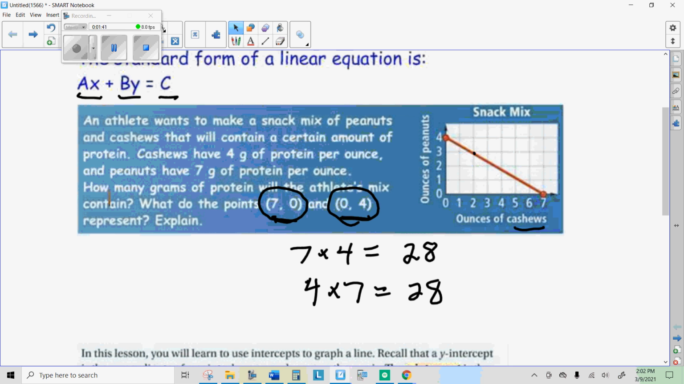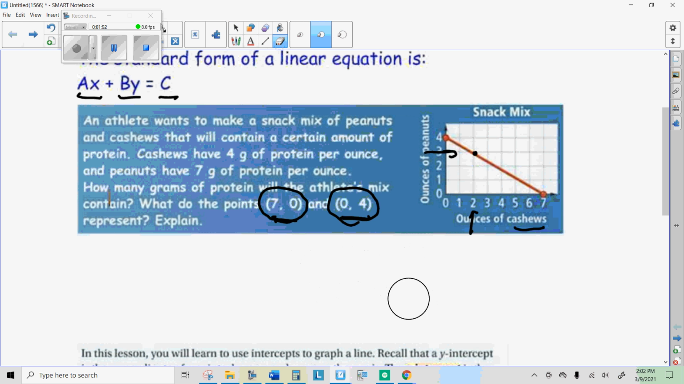So if we have some of each, like right here, where we have 2 ounces of cashews and 3 ounces of peanuts, it should still add up to 28 grams of protein in total. And here's how that equation would look.